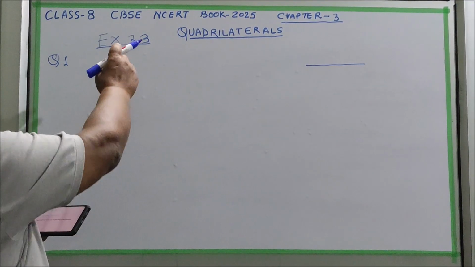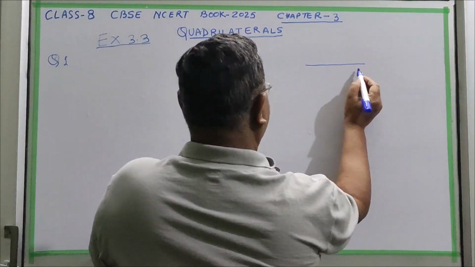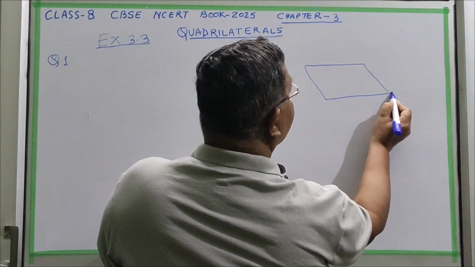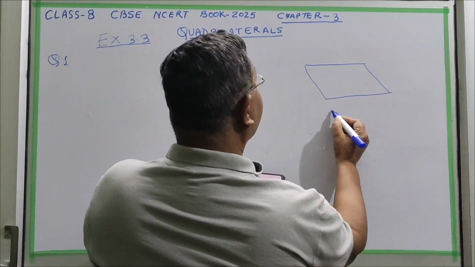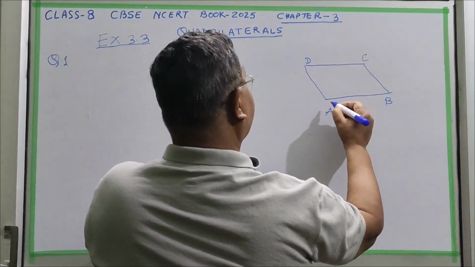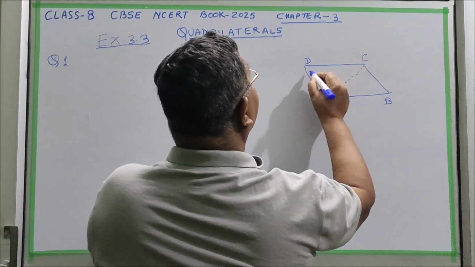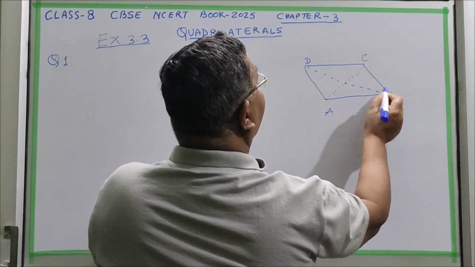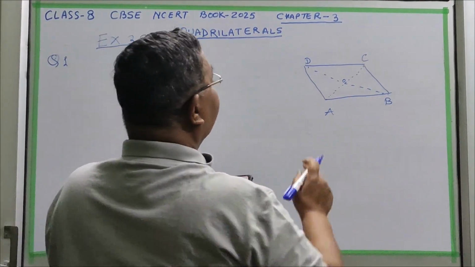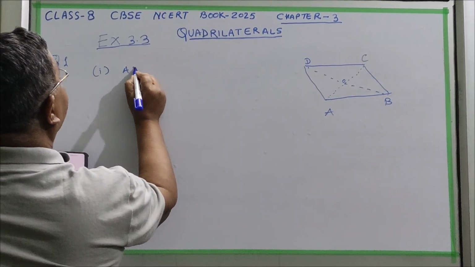So here, question number 1 of exercise 3.3. One diagram is given, a quadrilateral ABCD, and its diagonals are given, with O as the point of intersection. You have to tell the first part: AD.